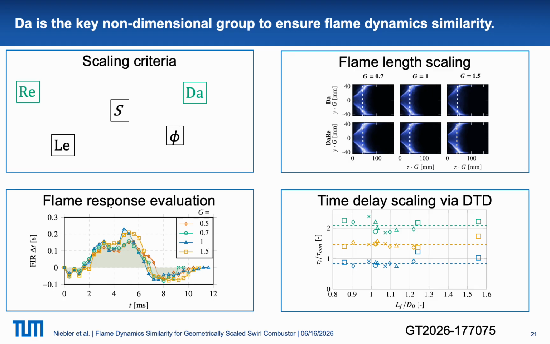So in the present work, we have found that the Damköhler number is really the key non-dimensional group to ensure flame dynamics similarity. If you want to keep your flame response the same, or similar, I should better say, you should think about keeping the Damköhler number constant. The second part of the study was that we derived a scaling rule for the physical mechanisms, so basically for the time delays of our flame responses. That means if you cannot preserve your Damköhler number, we still offer a predictive tool where you can infer the flame response based on the scaling coefficients we have shown in this work.